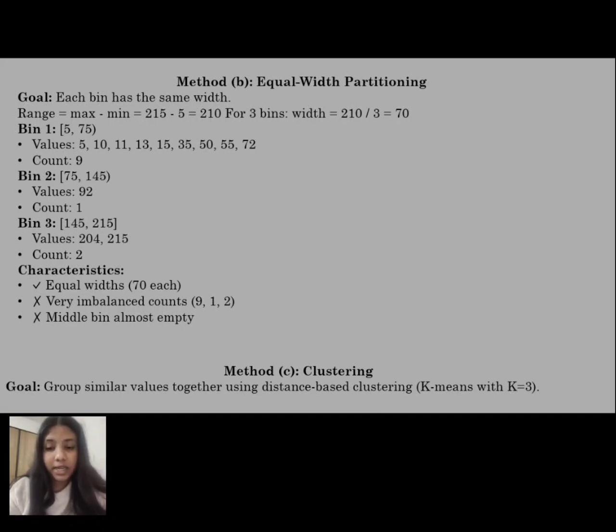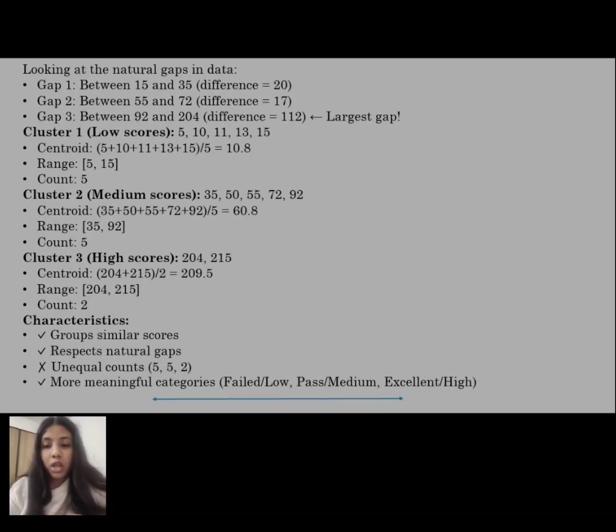Now we have method C, clustering. The goal is to group similar values together using distance-based clustering, k-means with k equal to 3. Looking at the natural gaps in the data: gap 1 between 15 and 35, the difference is 20. Gap 2 is 55 to 72, the difference is 17. Gap 3 is between 92 and 204, the difference is 112, which is the largest gap.